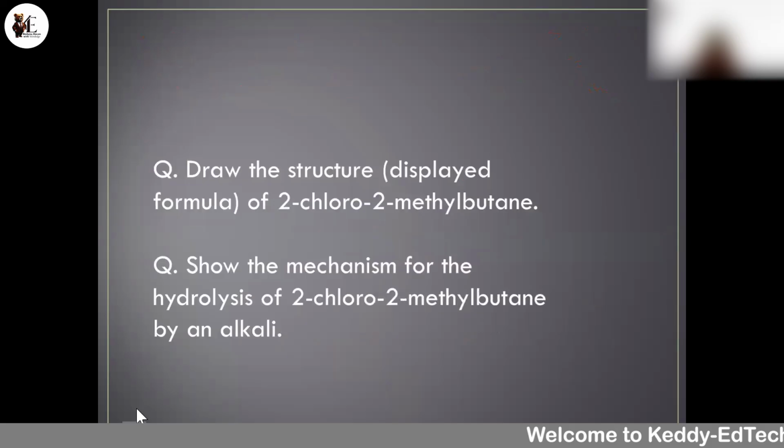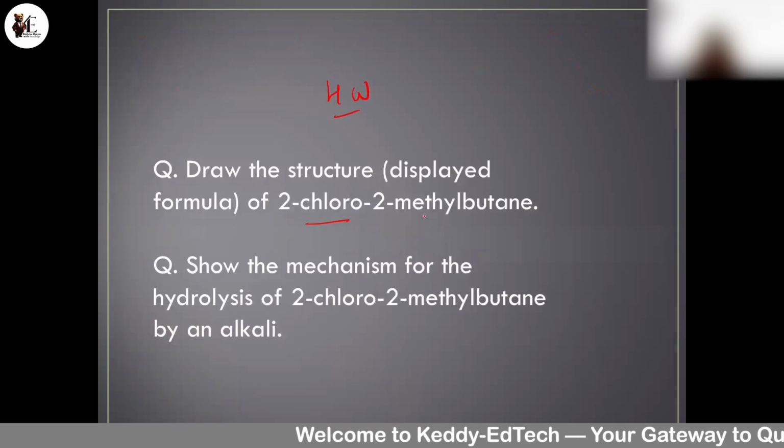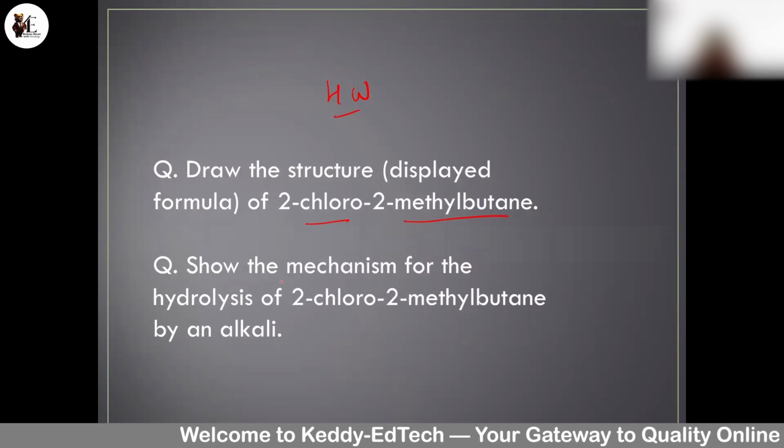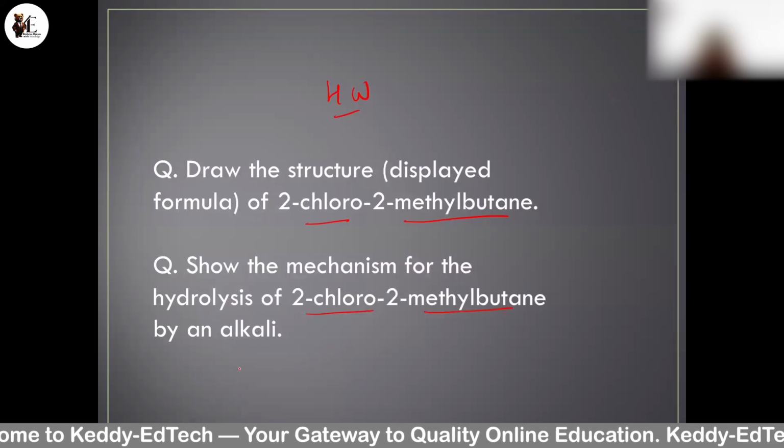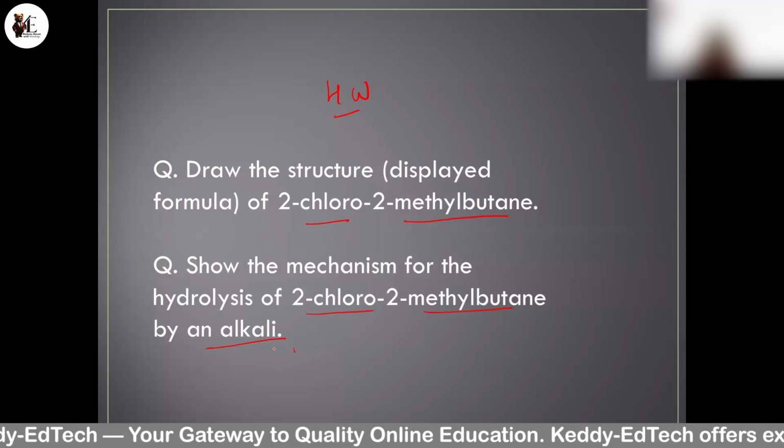Okay, so these two questions are your homework. Draw the structure, the displayed formula of 2-chloro-2-methylbutane and show the mechanism for the hydrolysis of 2-chloro-2-methylbutane by an alkali. Okay, so write it down.